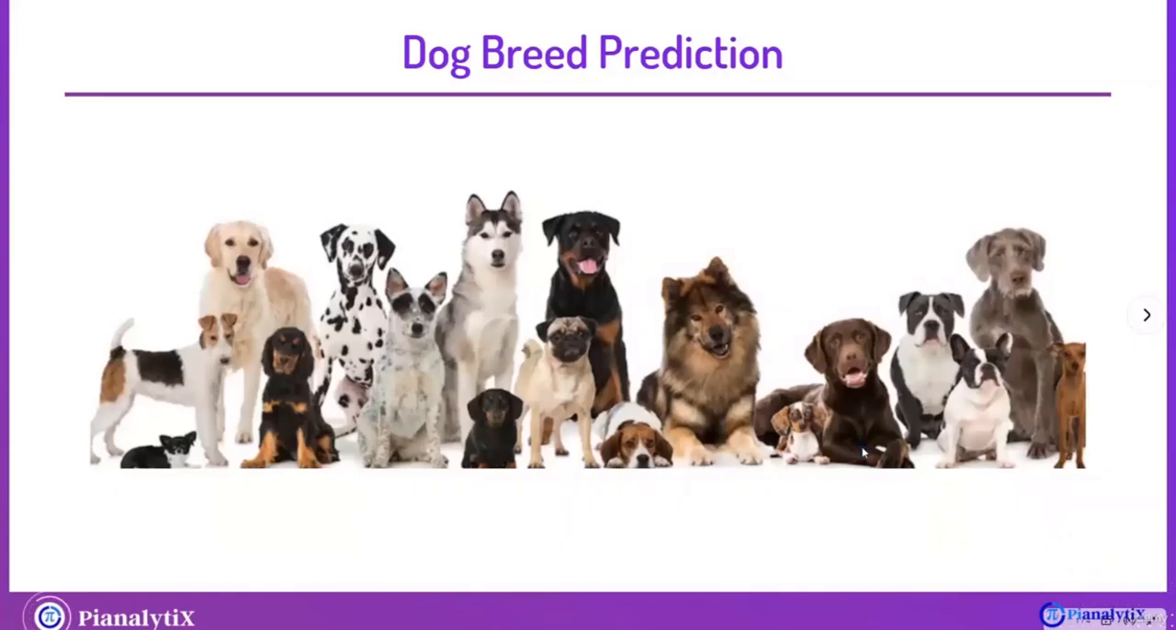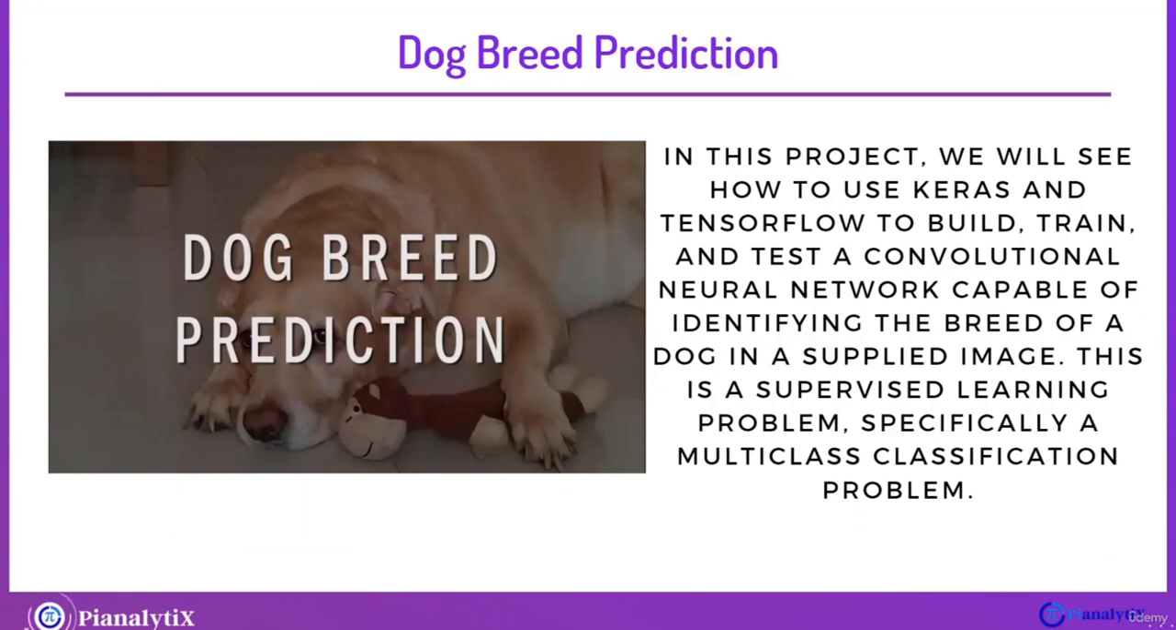Hello all and welcome to this project on dog breed prediction. In this project, we will see how to use Keras and TensorFlow to build, train and test a convolutional neural network. This convolutional neural network that we will create will be capable of identifying the breed of a dog which is supplied to it as an image.